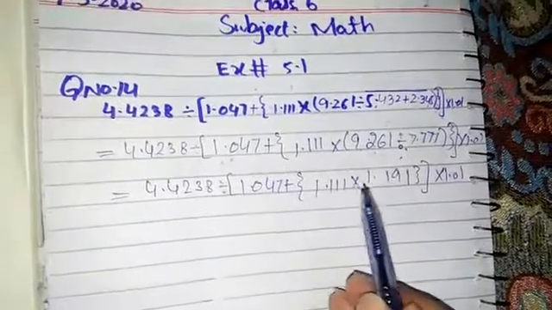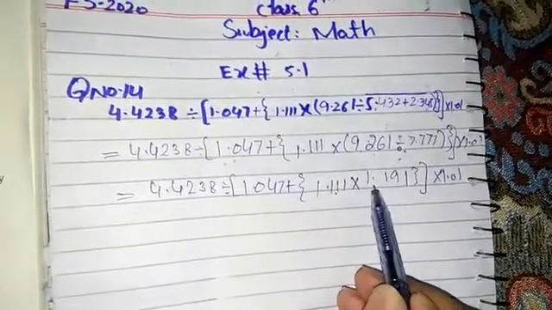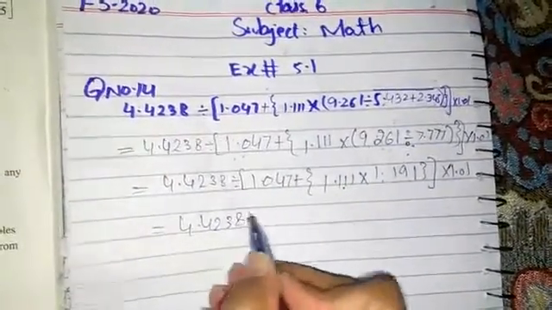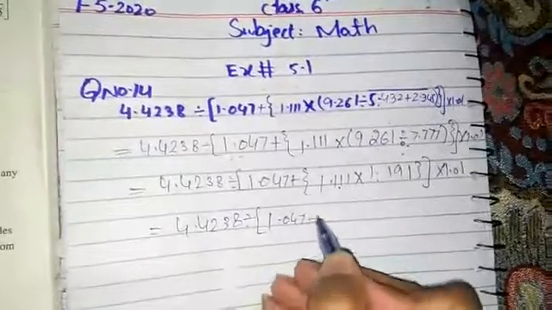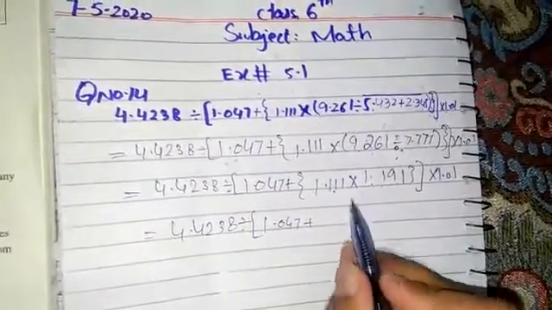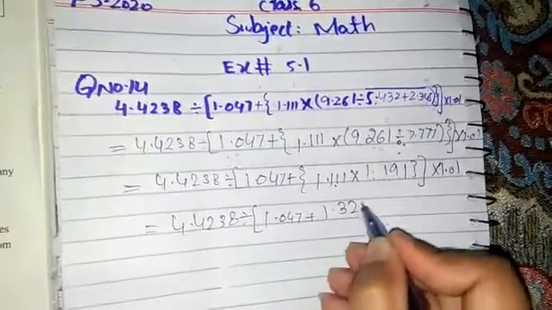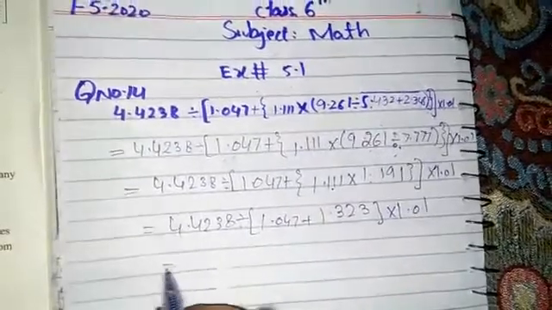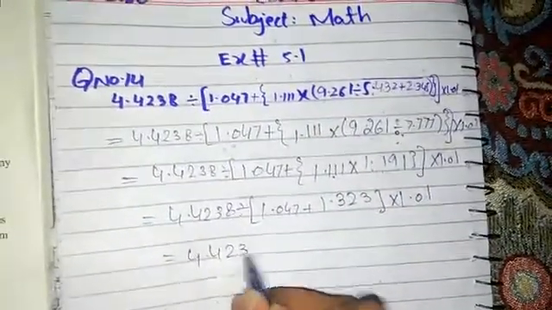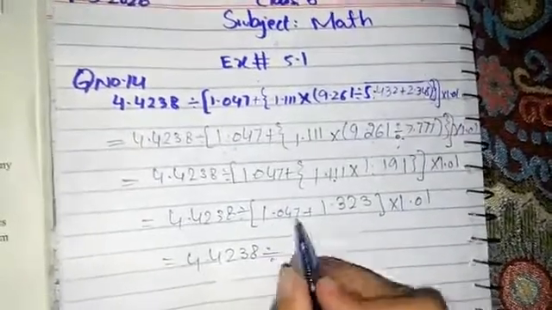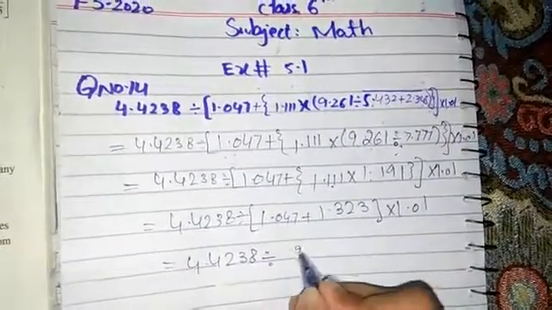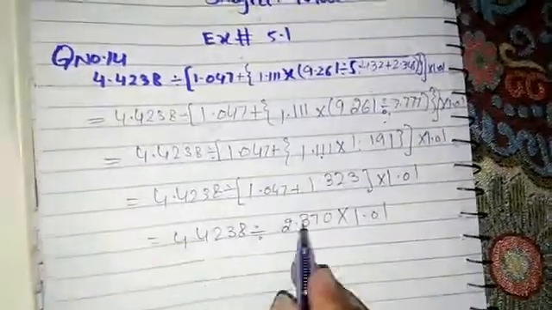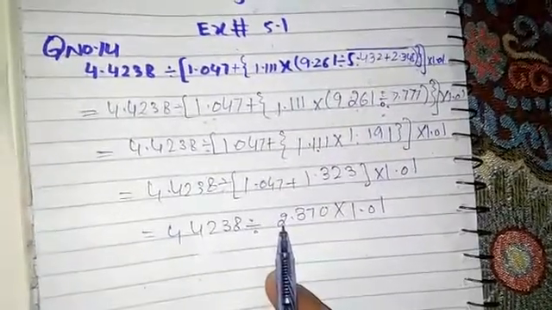To solve this bracket, we have to multiply 1.111 by 1.191. So after multiplication, students, our answer becomes 1.323 multiplied by 1.01. 4.4238 divided by, adding these two terms, our answer becomes 2.370 multiplied by 1.01.